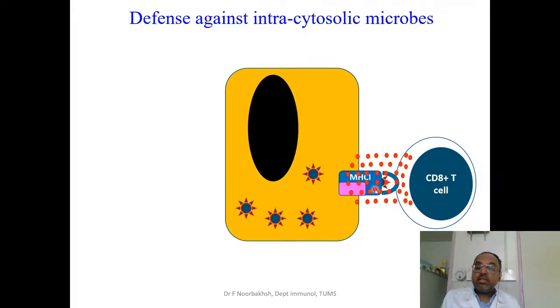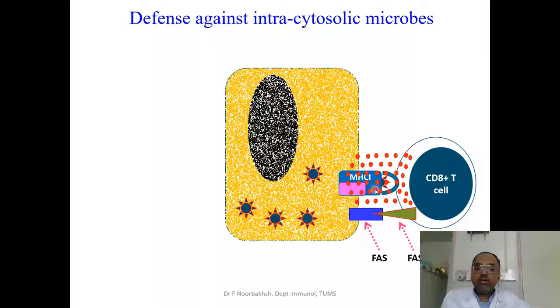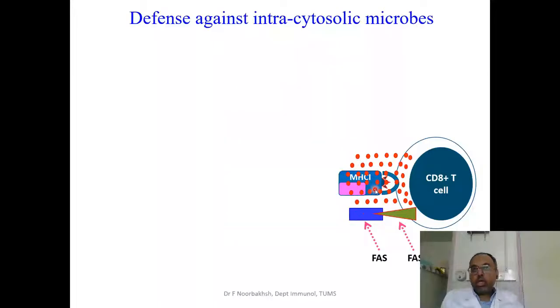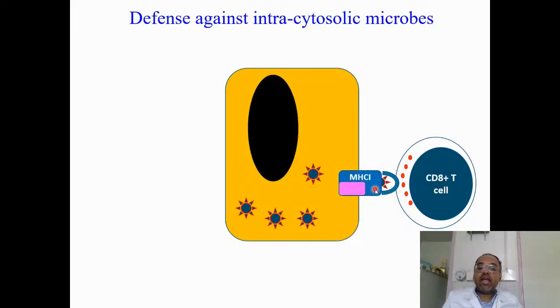So they release the toxic granules that they have. And they also start showing a molecule which is a deadly molecule named Fas ligand. And together they remove the infected cell, including all of the viruses that are at different stages of development inside the cell. So this is an adaptive defense. All right. So killing by CD8 cells.